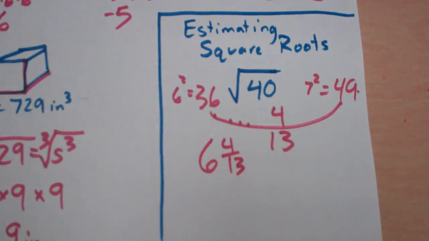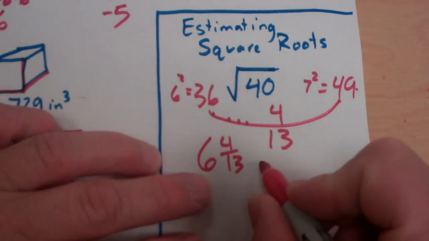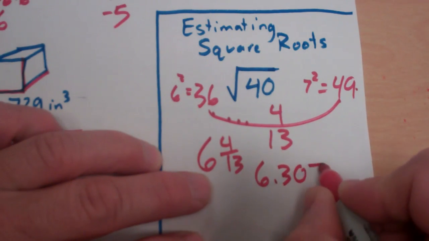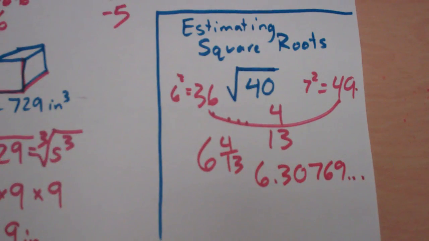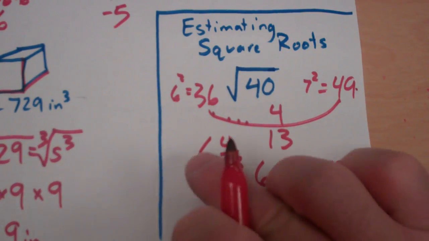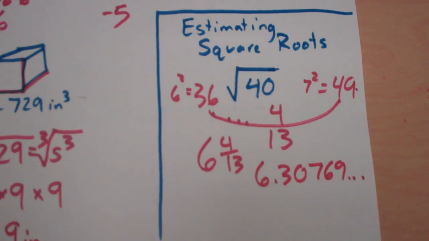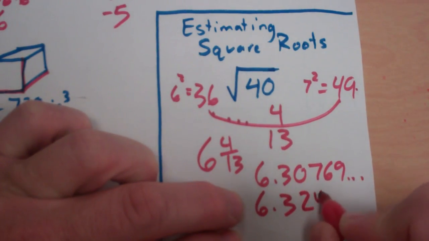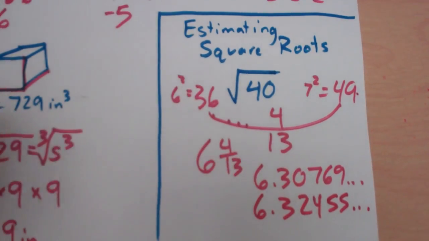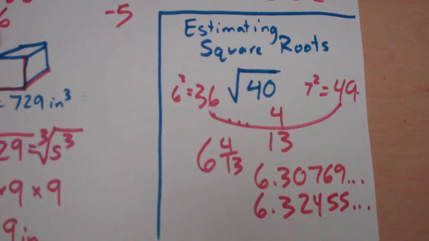Now 4/13ths is not exact. Let me do that on my calculator real quick. 4 divided by 13 is 0.307. So let me show you what this would be. 6.30769. I'll just stop there. Okay, that's what I get with my estimate. That's 6 and 4/13ths. Now if I actually do the square root of 40 on my calculator, I get 6.32455. So once again, this is a good estimate.